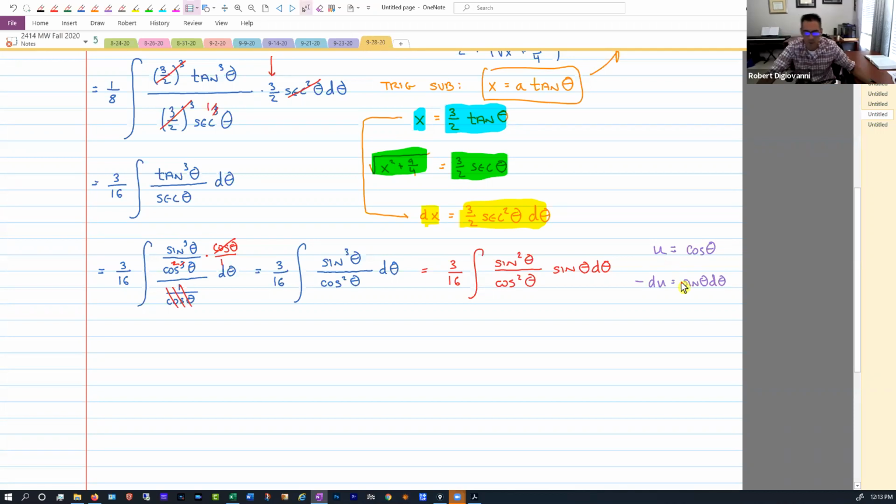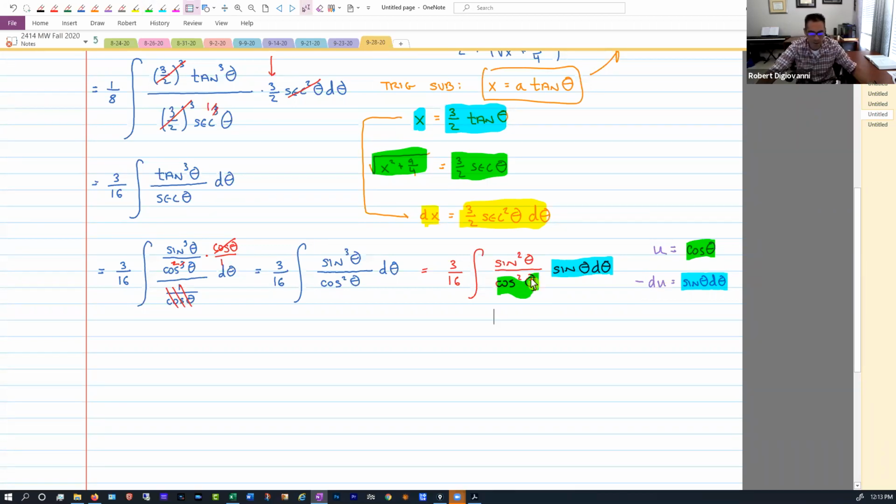Okay, so I agree with the substitution of u being cosine theta. Don't worry about the negative. Just let u be cosine theta. The derivative of that will be negative sine theta, but then you're just going to multiply both sides here by negative. So you've got sine theta d theta. So you've got this right here, and you can replace cosine with u.